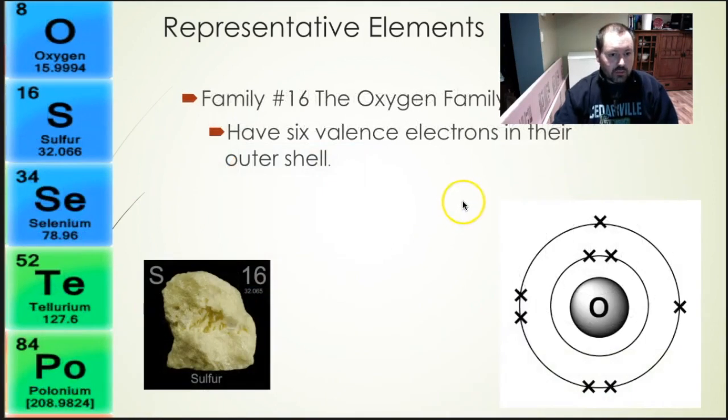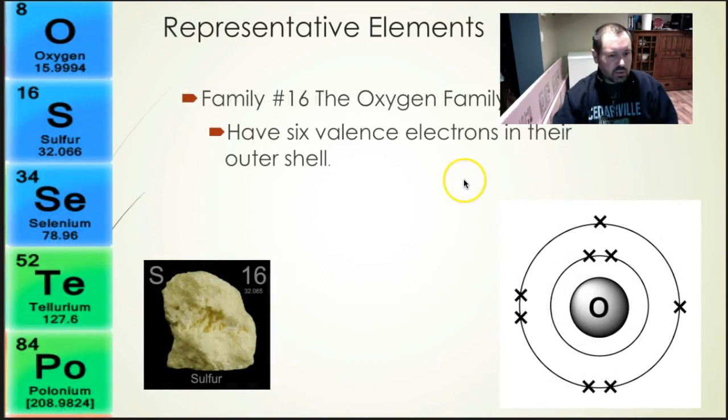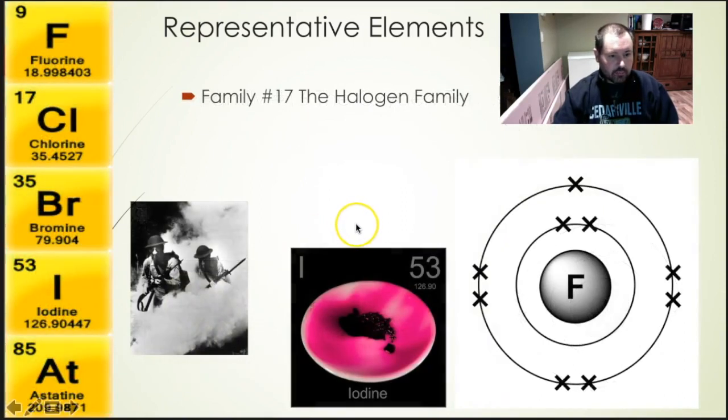Let's go to family number 16, the oxygen family. They've got 6 valence electrons in their outer shell. I guess there just wasn't much to say about them other than they've got 6 valence electrons in their outer shell. You got oxygen, sulfur, tellurium, stuff like that.